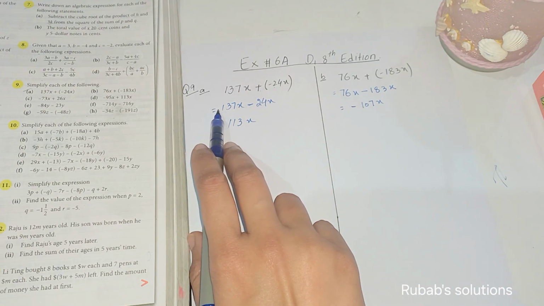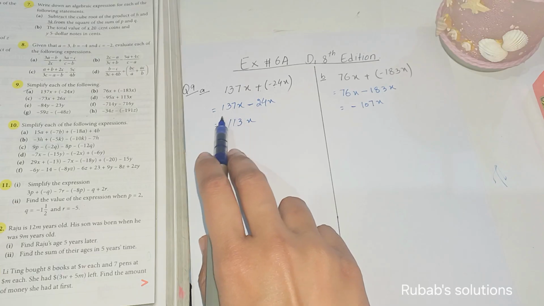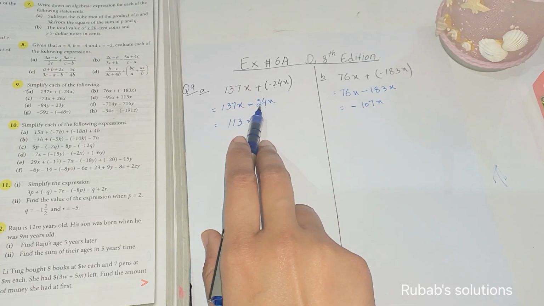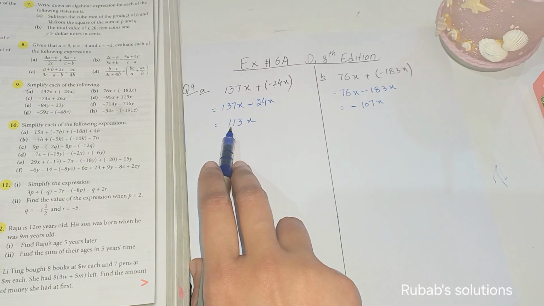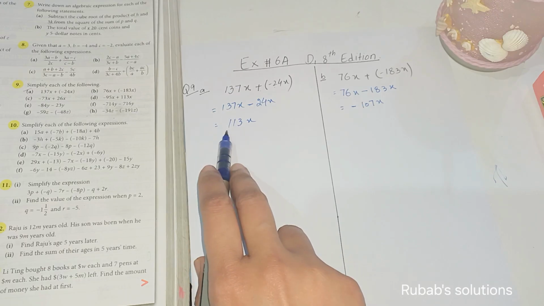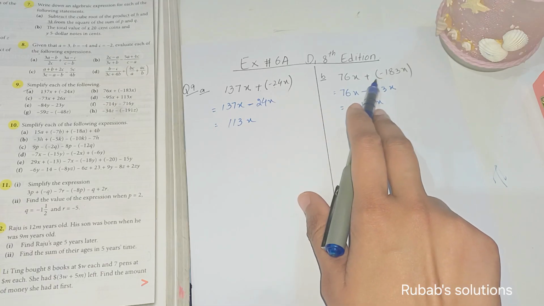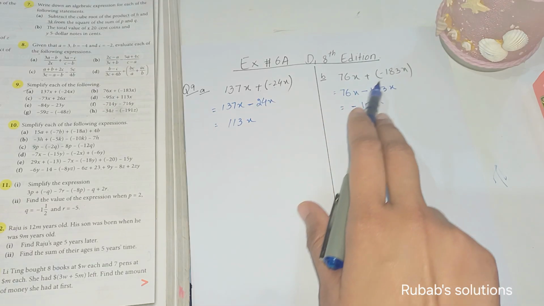Part A is 137x plus minus 24x. Obviously you have to open the bracket. First of all it will be 137x minus 24x. We have to do the subtraction. Sign will be that is with the bigger number. So 113x.